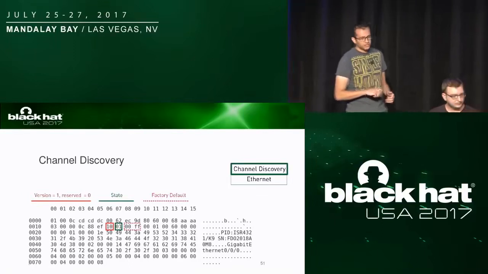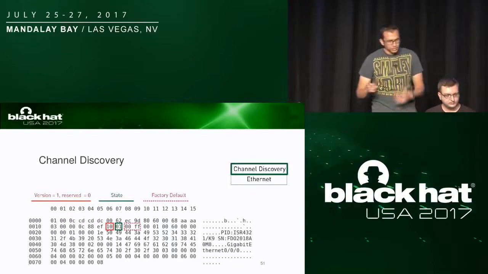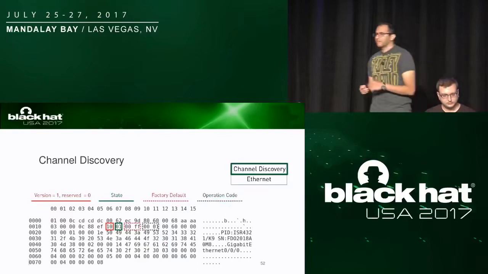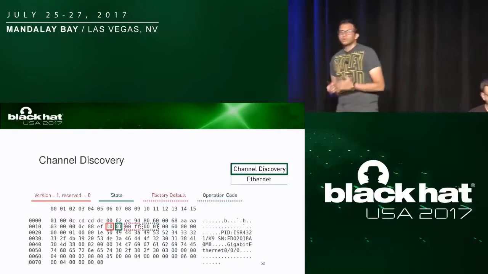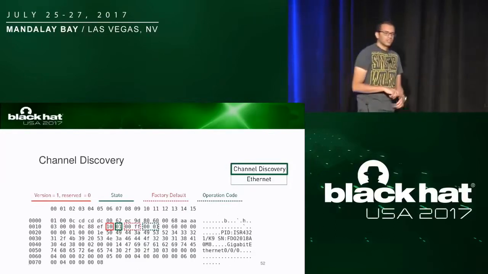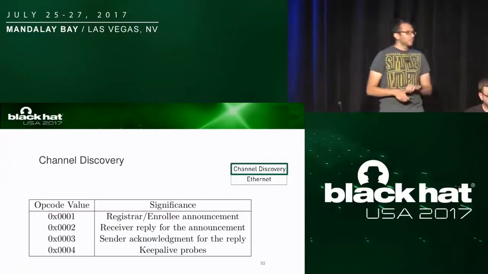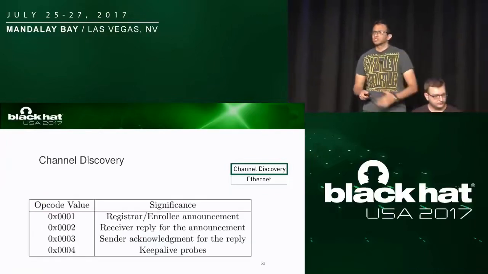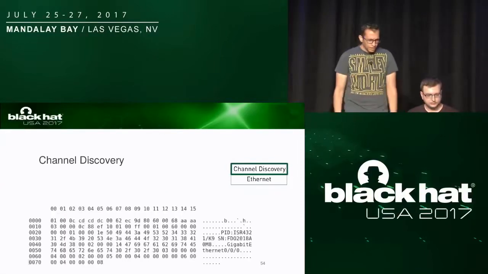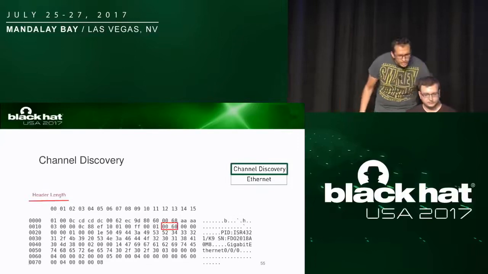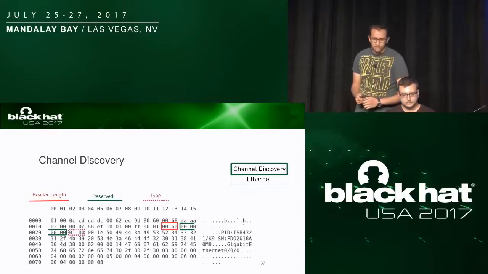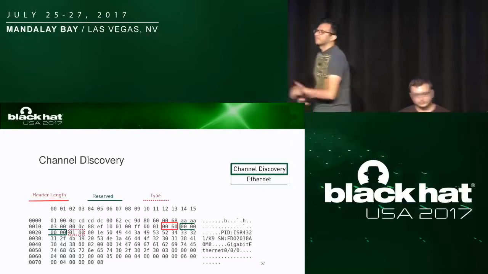After that we have some factory default bytes, which are fixed bytes that never change, and after that the opcode. The opcode means what is the significance of this frame, what is the role this frame is playing. For the channel discovery, these are the available opcodes. It's either an announcement, a reply, or just a keep alive, which is sent every now and then. After that, we have the header length and some reserved bits, they never change. And after that, we start again with the type, length, and value.